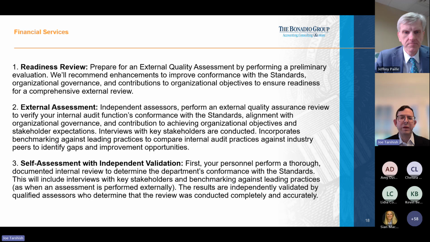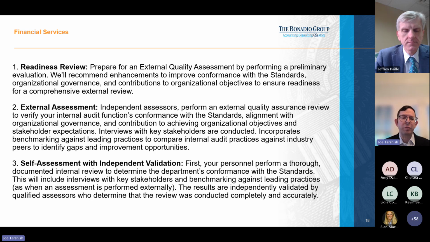The assessors will perform interviews with key stakeholders, and in their reporting, they'll incorporate benchmarking against leading practices to compare your internal audit practices against industry peers to identify gaps and improvement opportunities. So it's actually a key deliverable, the benchmarking.